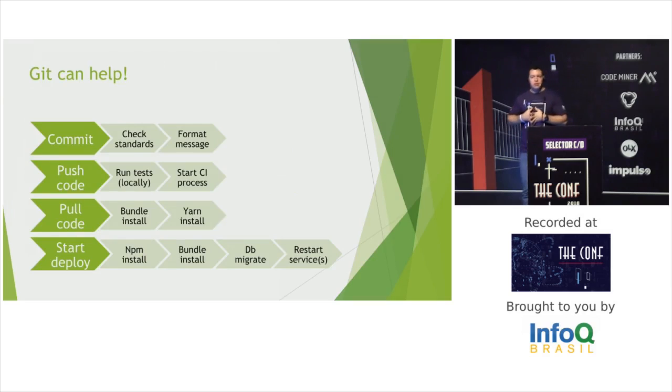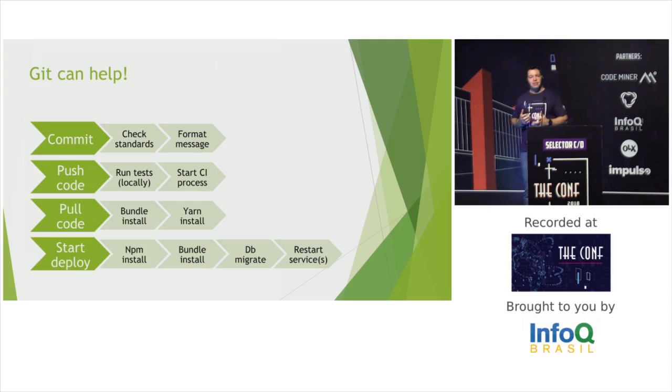So, how can Git help you do that? When you are committing something, Git can check if you are compliant to the company standards. It can help you format a good commit message so everyone knows where that commit came from and what it is doing. Before you push to the central server, it can run the tests only for the changed files locally. It can start the integration build process. When you pull code to your machine, it can run bundle install, yarn install, npm install, every dependency you have, so you can work offline later.